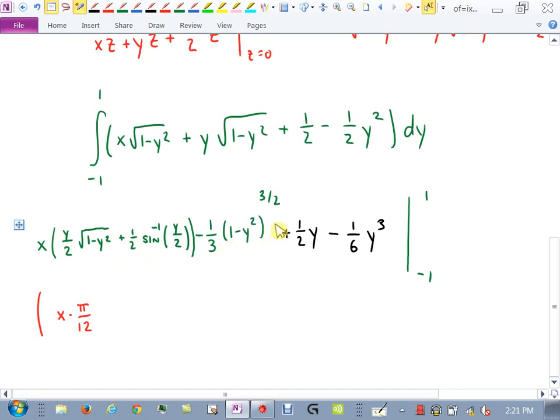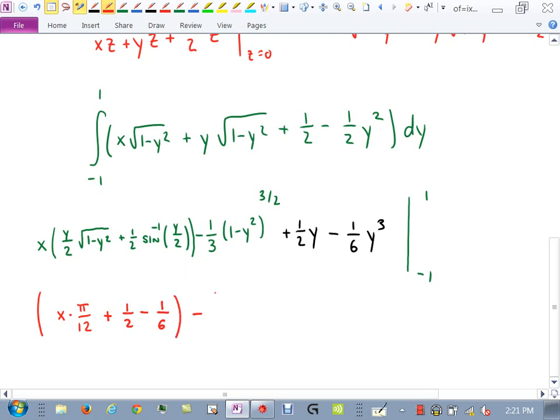Okay, now plug 1 in right here. What do you get? 0. Plug 1 in here. 1/2. 1 in here. Minus 1/6. So I have 1/2 minus 1/6. Okay, that's what I get when I plug in 1.